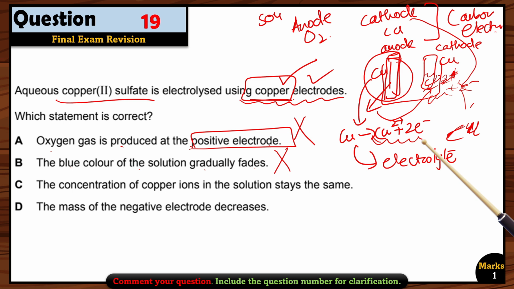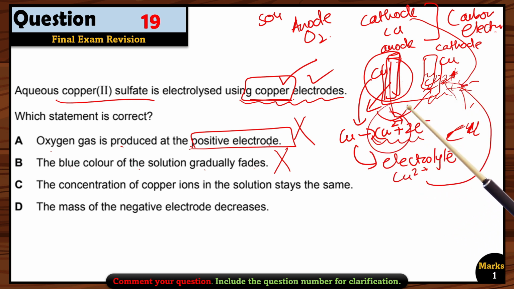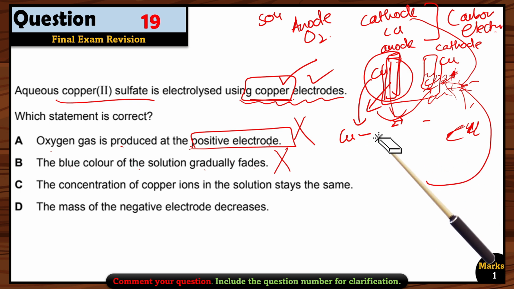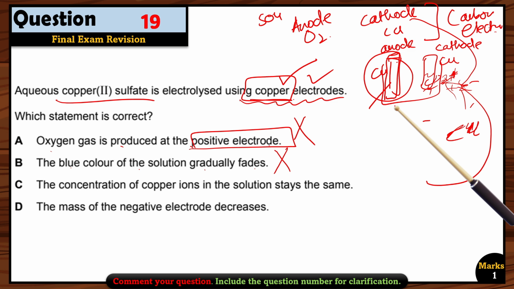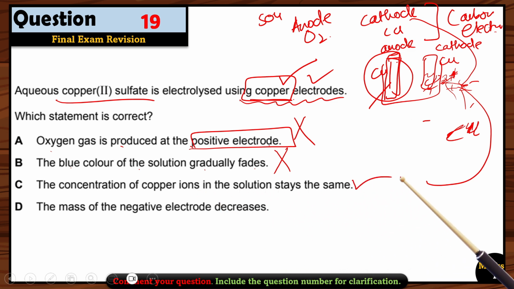It will not even increase, but it will also not change, because the copper ions in the electrolyte are moving towards the cathode, and we are getting more ions from the anode, right? So nothing will happen to the color. Okay, so the color will remain the same. The concentration of copper ions in the solution stays the same. Yes, that's right, because the copper ions which will move towards here, we will get them back again from the anode, right? So that's why the concentration will remain the same.